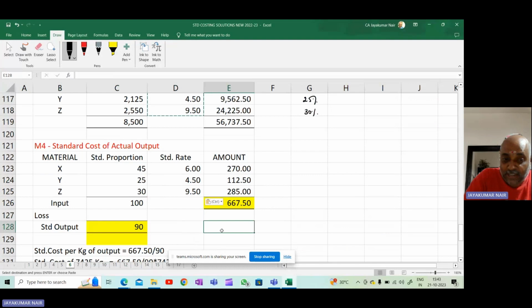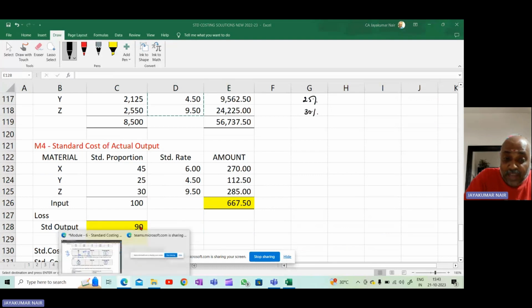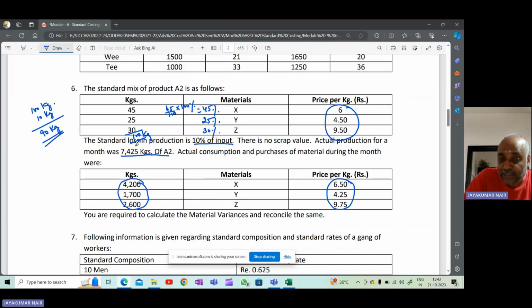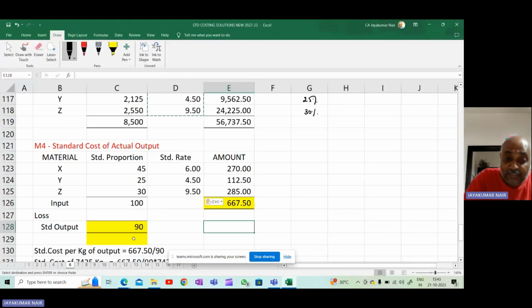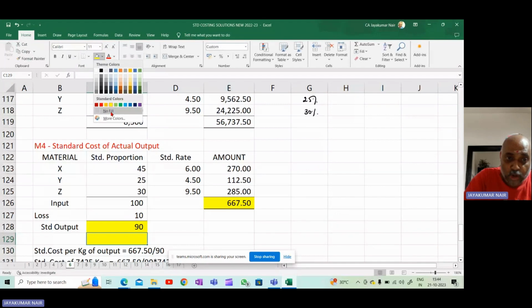Now, please pay attention. Out of the 100 kg of material that you have introduced, the question says that the standard loss in production is 10%. So there will be a standard loss. That means 10 kg will go as wastage. This is normal. So what is your standard output? Your standard output would be 90 kg.